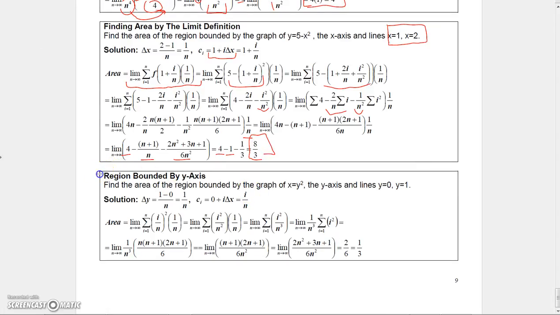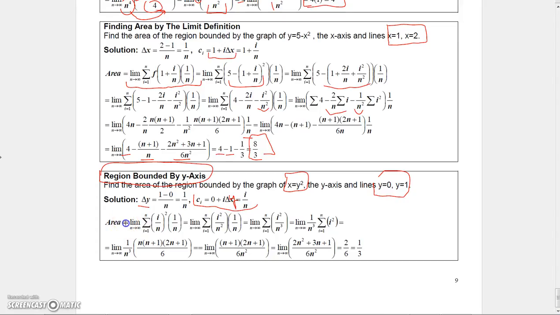Now you can find a region bounded by the y-axis as well, but I'm just going to show you how to set that up. Let's say you want to find the area bounded by the graph of x equals y squared, and that's a sideways parabola, the y-axis, and the lines y equals 0 and y equals 1. Well, you just sort of reverse things. So you're going to have delta y is 1 minus 0 over n, which is 1 over n. And c sub I is actually going to be 0 plus I delta y, and that's going to just be I over n.